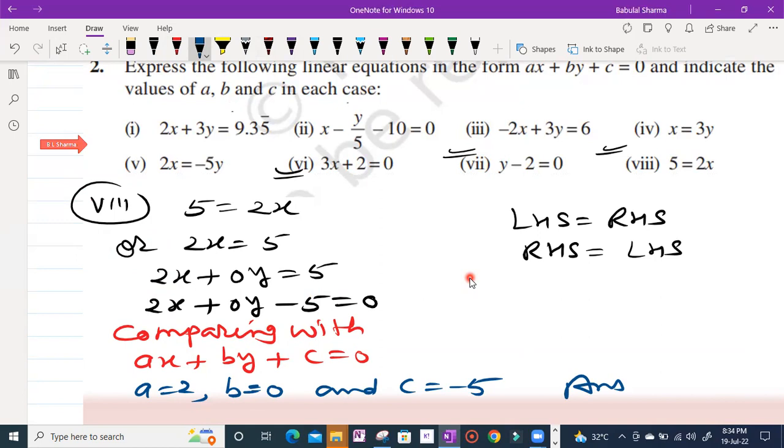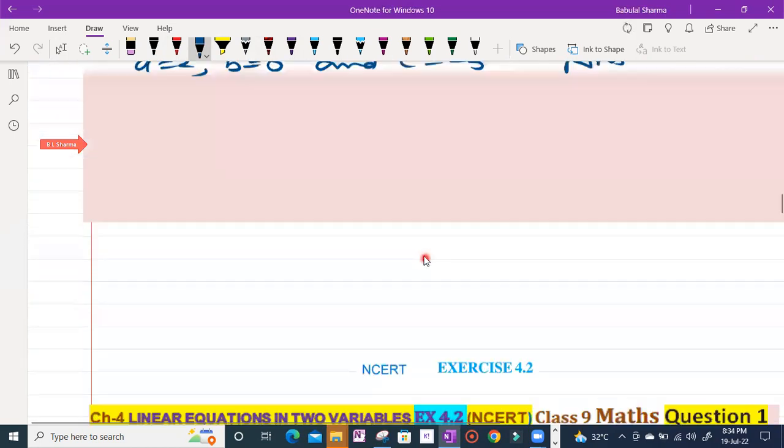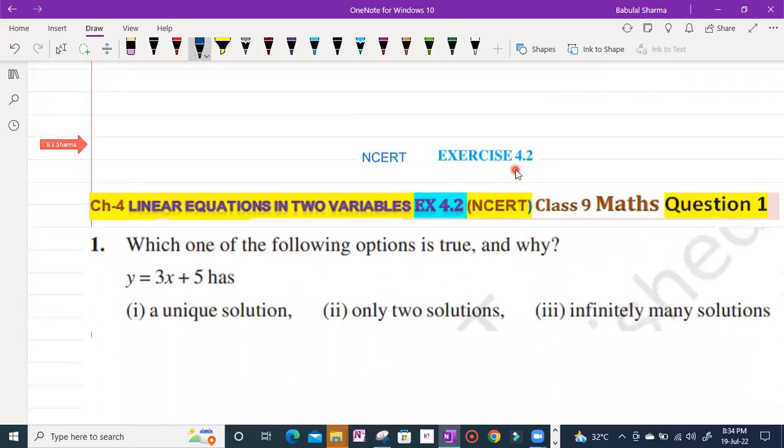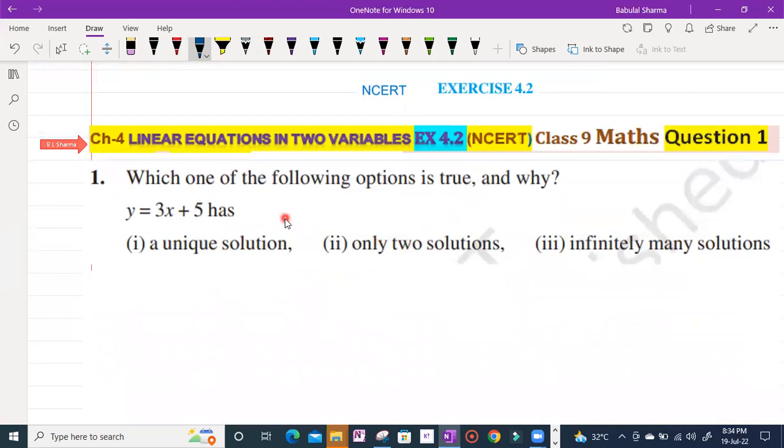Now we move on to the third question. देखिए थर्ड क्वेश्चन की तरफ चलते हैं. यहाँ पे देखिए क्या है. This is exercise now, exercise 4.2, question number 1. Which of one of the following option is true and why? कौन सा ऑप्शन ठीक है?